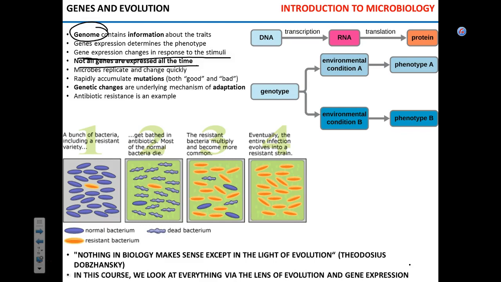So the take home message from here: phenotype is determined by gene expression at the given moment, and phenotypes are observable or detectable traits. So what can be observable or detectable traits for bacteria? Tell me.